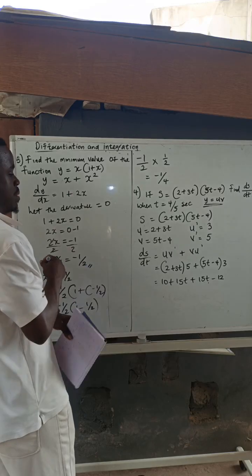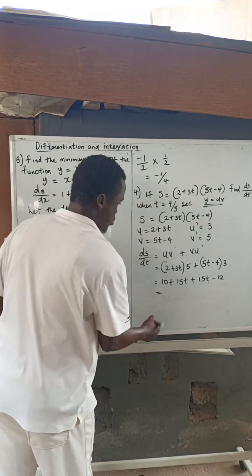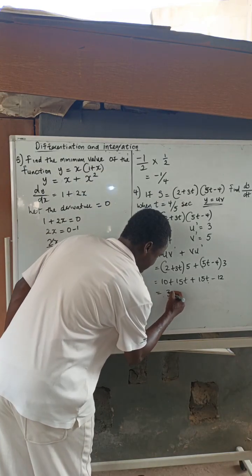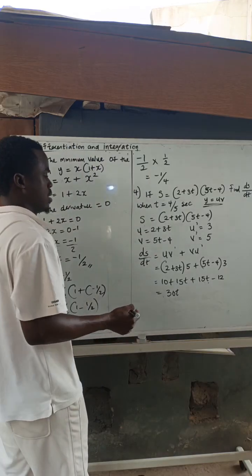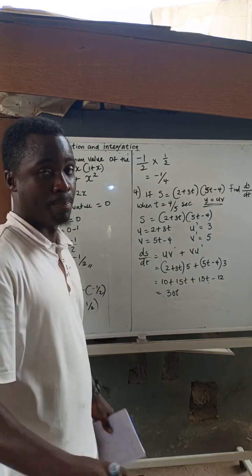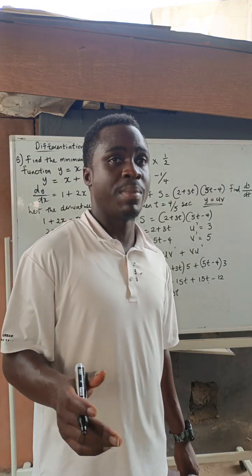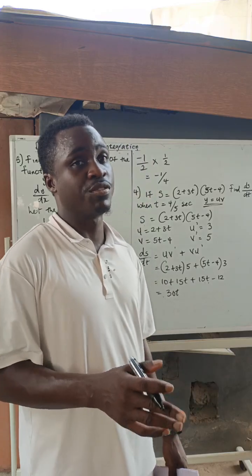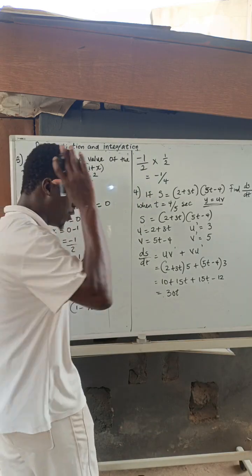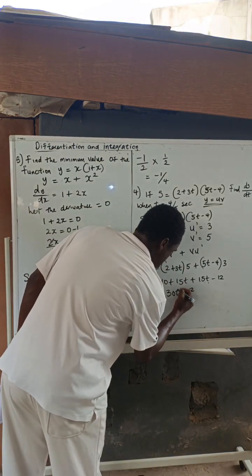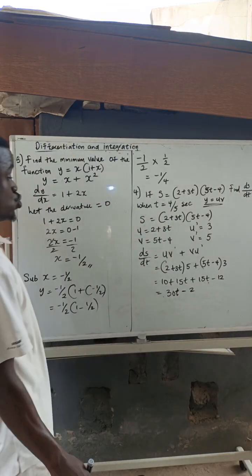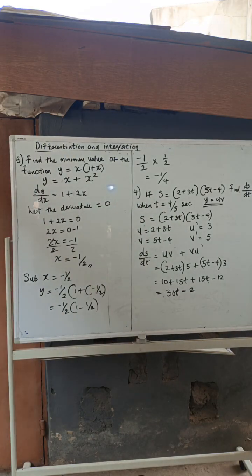So I'm going to collect like terms. Collecting like terms is very easy. So that gives me 15 plus 15, that gives me 30t. And plus 10 minus 12. That is, I'm having a positive of 10 and I'm having a negative of 12. So I'm going to get a negative of 2. So that is 30t minus 2. So I've differentiated that to be 30t minus 2.